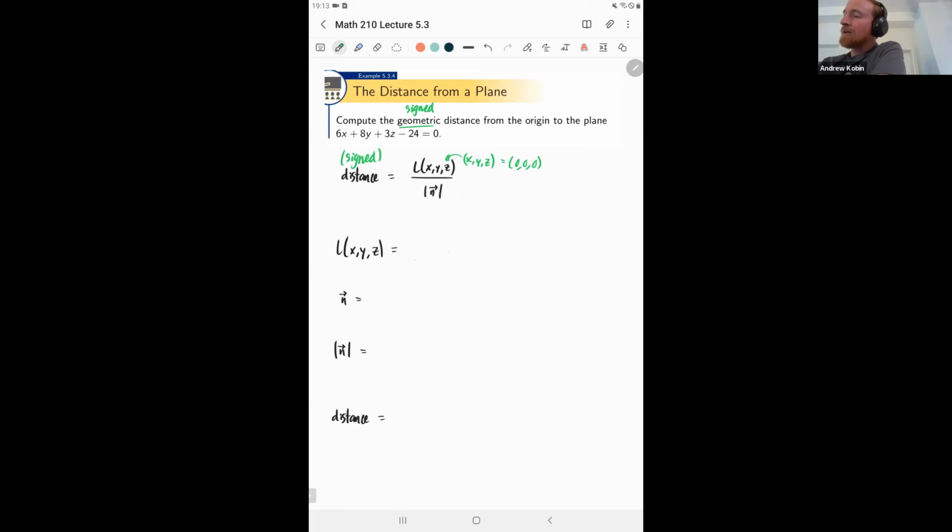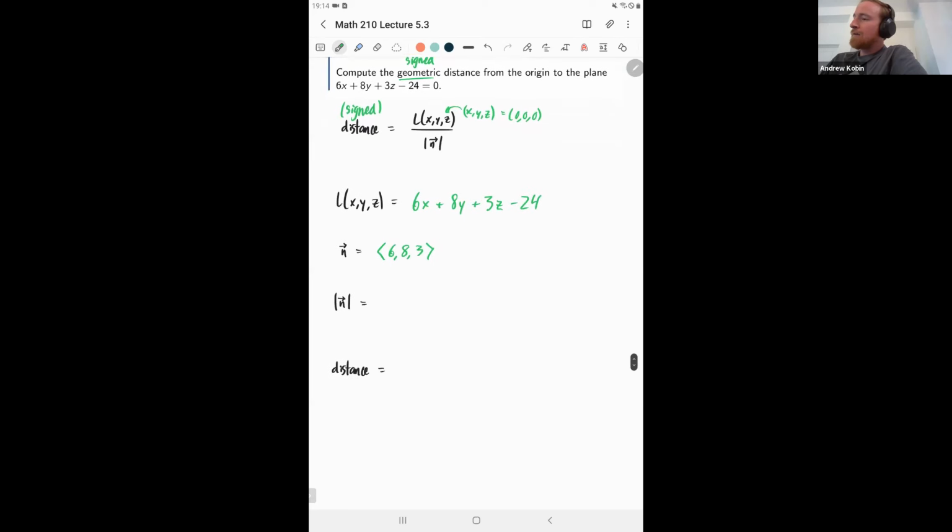So the linear form here is just the left side of our normal equation. So it's 6x plus 8y plus 3z minus 24. I want to have all of the pieces there. It's the thing that's set equal to 0, in other words, in the normal equation. The normal vector, we can pick off the coefficients 6, 8, 3, and then we can compute the length of this vector and ultimately plug things into the distance formula to get what we want.